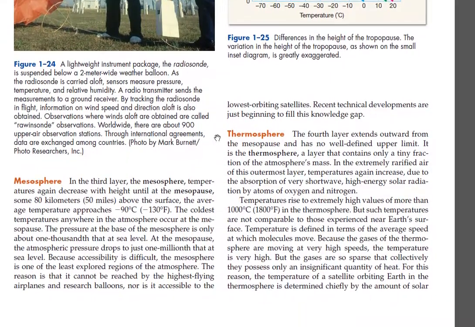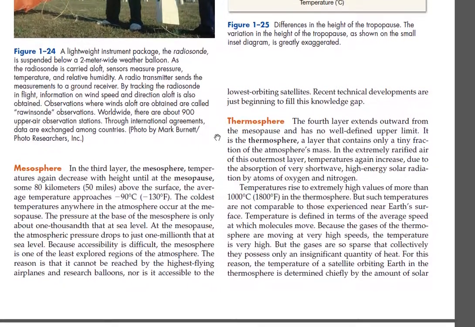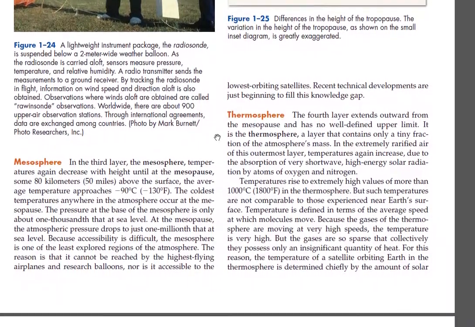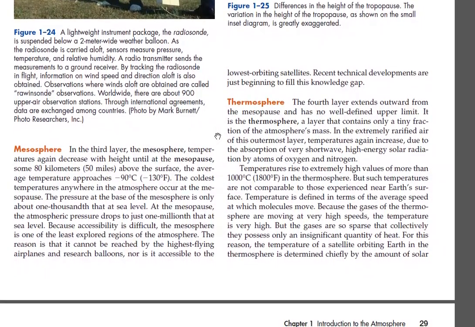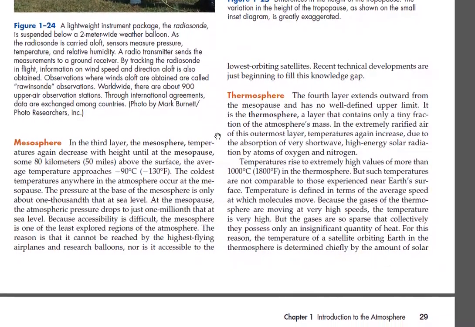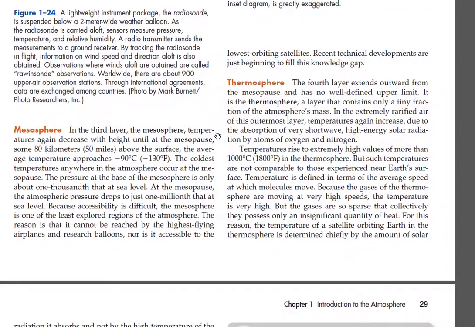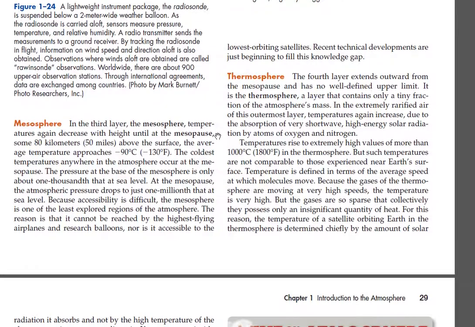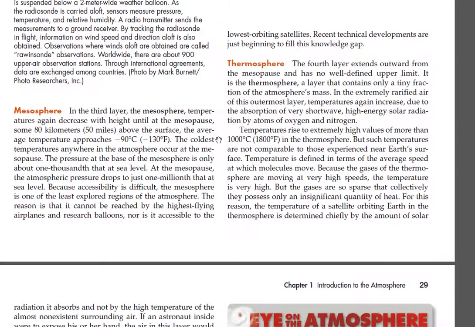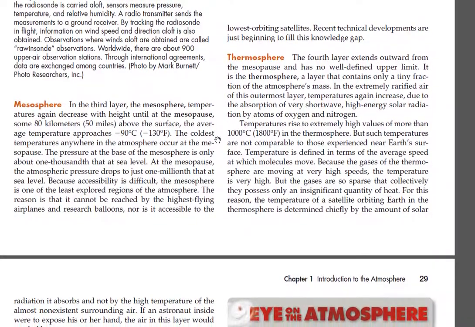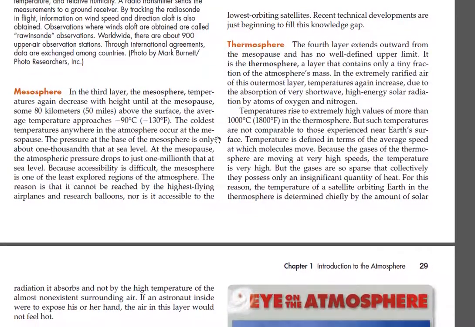Thermosphere. The fourth layer extends outward from the mesopause and has no well-defined upper limit. It is the thermosphere, a layer that contains only a tiny fraction of the atmosphere's mass. In the extremely rarefied air of this outermost layer, temperatures again increase, due to the absorption of very short-wave, high-energy solar radiation by atoms of oxygen and nitrogen. Temperatures rise to extremely high values of more than 1000 degrees Celsius, 1800 degrees Fahrenheit, in the thermosphere.